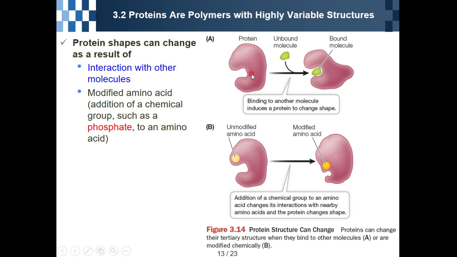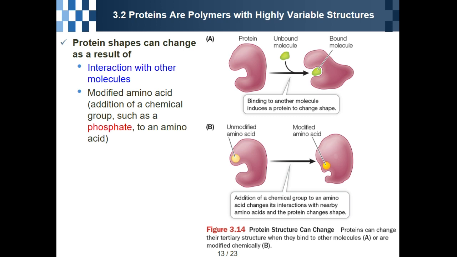And also protein shape can change as a result of interaction with other molecules. For example, one enzyme binds to another protein. After that, usually the enzyme shape changes. To digest this protein, usually the enzyme shape changes like this. So protein shape changes as a result of interaction with other molecules.